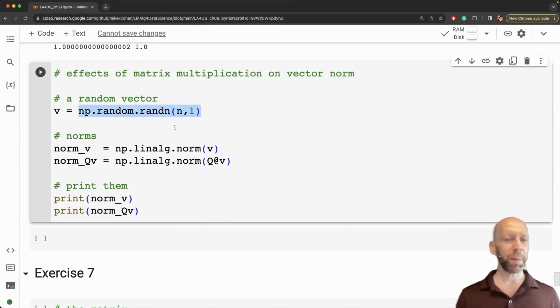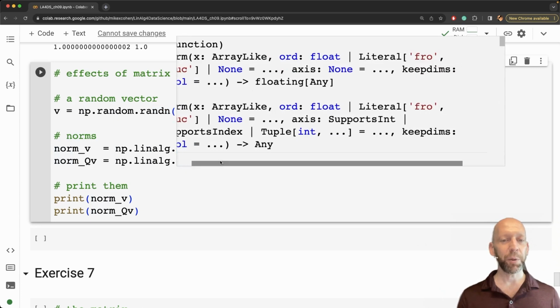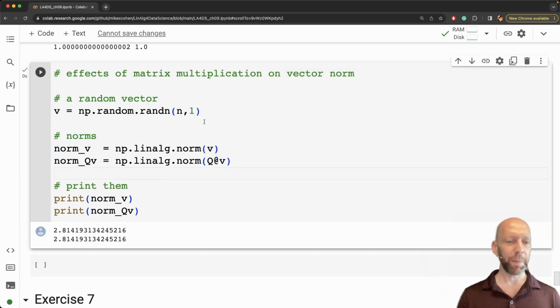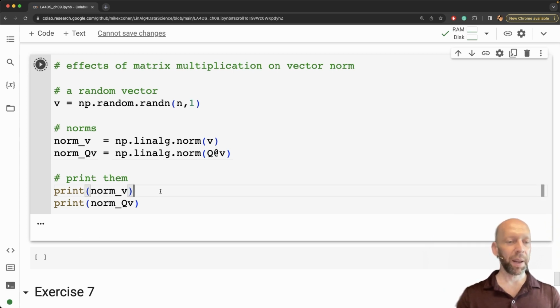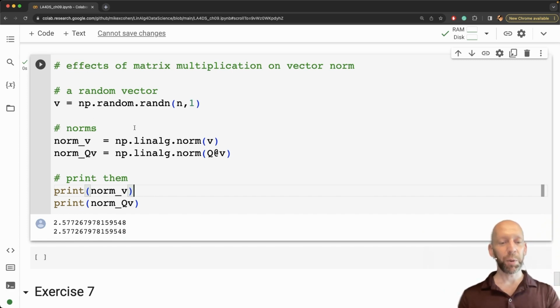So that's what I do here. I create a random numbers vector, and then I compute the norm of that vector, and then the norm of Q times that vector, and then I print them out. Again, we don't expect these to be 1 because the norm is going to be whatever this happens to be. The important point is that because Q is an orthogonal matrix, it has an induced 2 norm of 1, and that means the amount of stretching is going to be a factor of 1. So this is not going to change the magnitude of this vector. It'll rotate it, but it won't change the magnitude or the distance away from the origin.